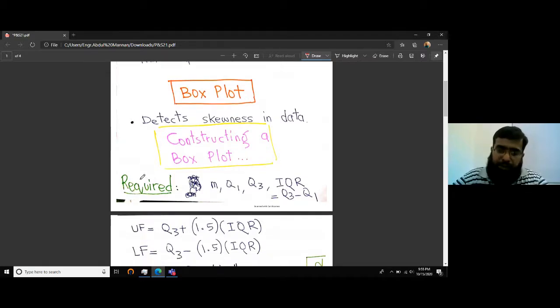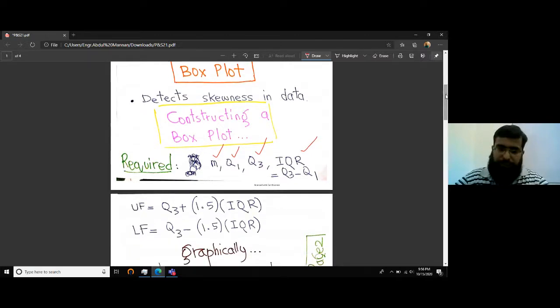The things that are required to construct a box plot are the median, the first quartile, the third quartile, and of course the IQR. IQR is the interquartile range we studied in our last lecture. It's not a new thing, it's just the difference of Q3 and Q1. And the upper fence and lower fence. The upper fence is Q3, the third quartile, plus 1.5 times the IQR. The lower fence is Q3 minus 1.5 times the IQR. And of course, 2 more numbers, the minimum number and the maximum number.